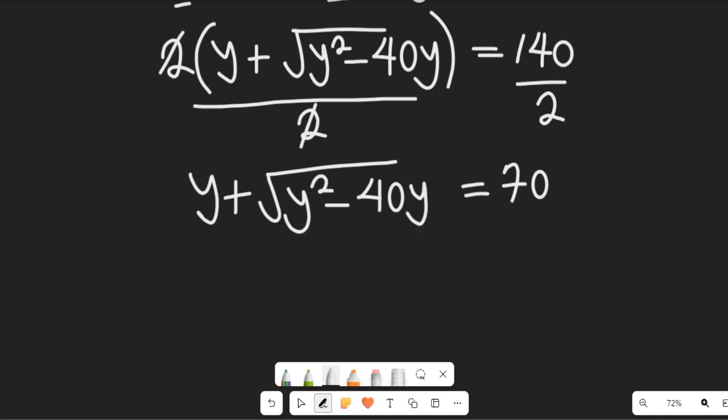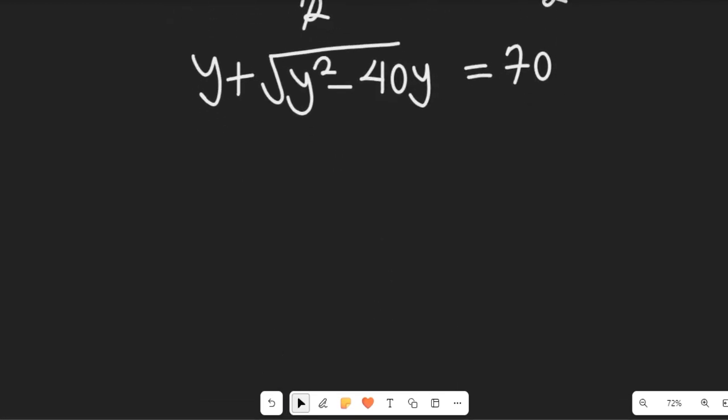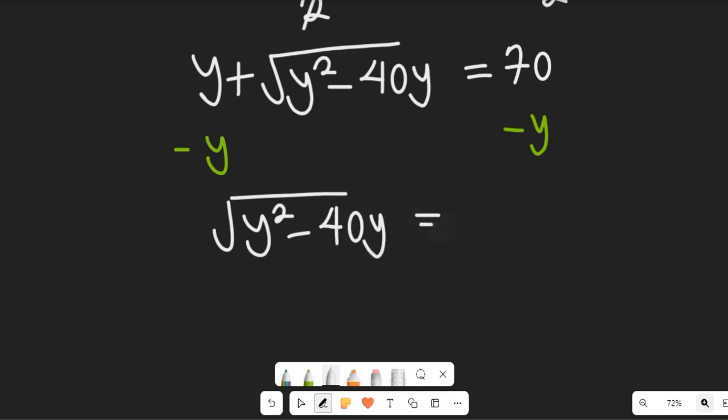So at this point, we're going to see how we'll simplify this. Now let's subtract y from both sides. If we subtract y from both sides, we'll clear y here, and we'll have to subtract y here. This expression will give us the square root of y squared minus 40y, and this will be 70 minus y.